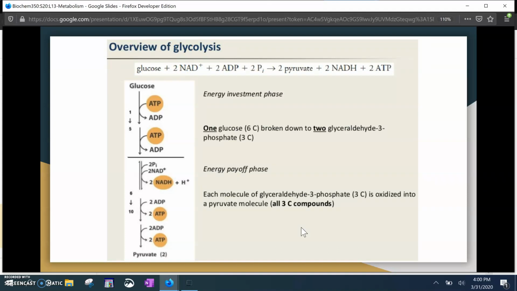So this is an overview. We said there were 10 steps, and these 10 steps can be divided into 2 phases. There's the energy investment phase, where 1 glucose is broken down into 2 glyceraldehyde 3-phosphates, and then those 2 go into the second phase, which is the energy payoff phase. And each molecule of glyceraldehyde 3-phosphate is then oxidized into a pyruvate molecule.